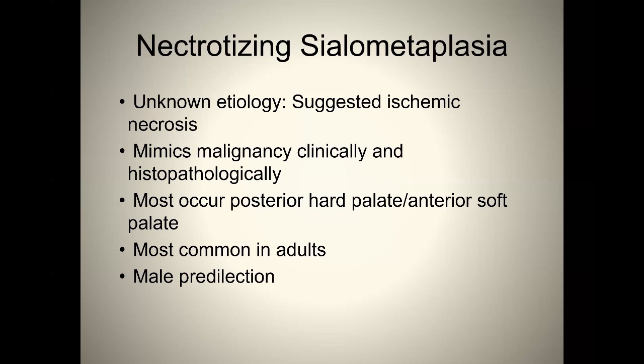So you have to be very careful with these lesions, but there's a pretty classic clinical course, and experienced microscopists that are familiar with this condition are able to differentiate it from malignancy under the microscope. But initially, it can look very scary. Most of these occur on the posterior hard palate / anterior soft palate at kind of the hard palate, soft palate junction, more common in adults with a male predilection.